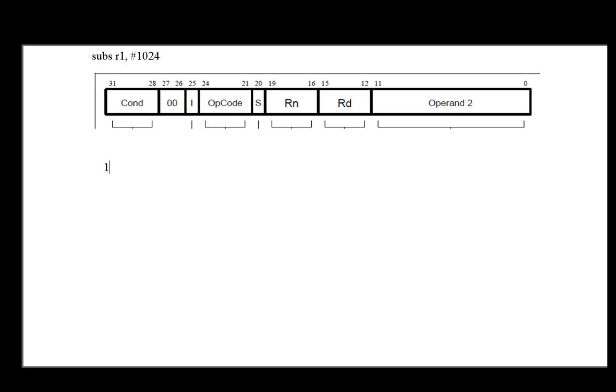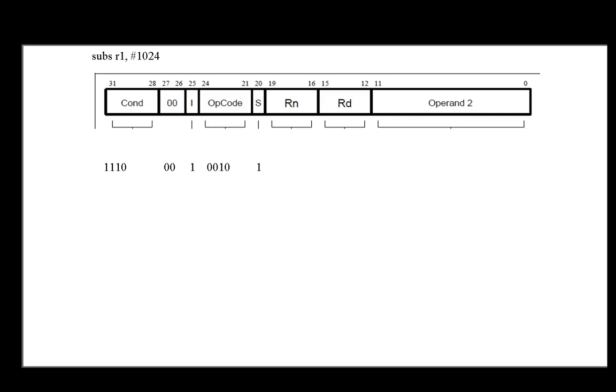So that's 1110, followed by a hard-coded 2 zeros, followed by the immediate bit or the immediate field. I'm using an immediate value, so that will be 1. And then the opcode for the subtract is 0010. And then I am using the S modifier after this instruction, so I have the SUBS. So the modifier S is actually in the instruction.